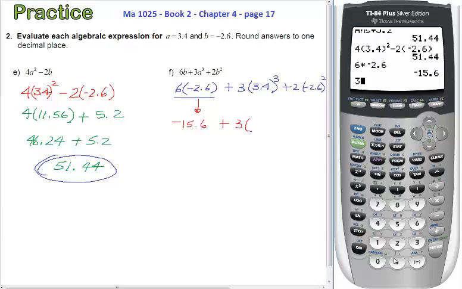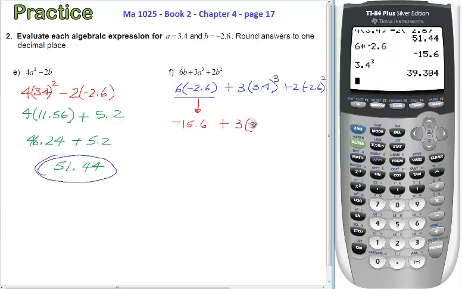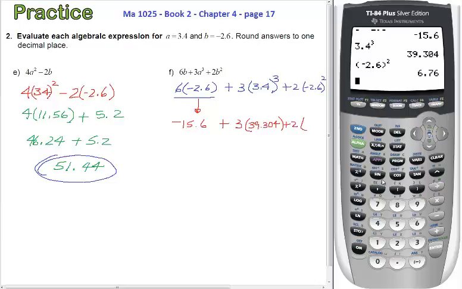So 3.4, and I'm going to cube that, so raised to the power of 3 and enter, which is 39.304, plus 2 times, now negative inside a bracket. That's why putting in brackets or parentheses is so important, because that negative 2.6 is in brackets. So bracket negative 2.6 close bracket squared is now going to turn into a positive.